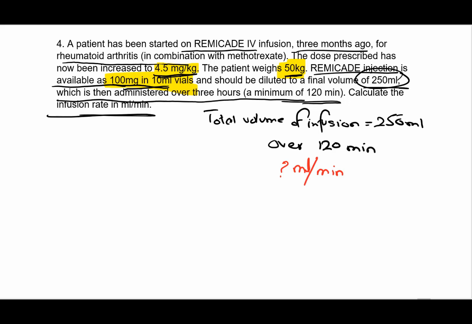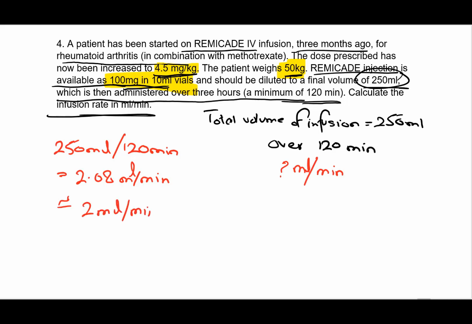Just we can simply calculate the infusion rate. So that will be 250 mils we have to give over 120 minutes. So simply 250 divided by 120 will be 2.08 mils per minute. And we can just simply round it to 2 mils per minute, and that's the answer.